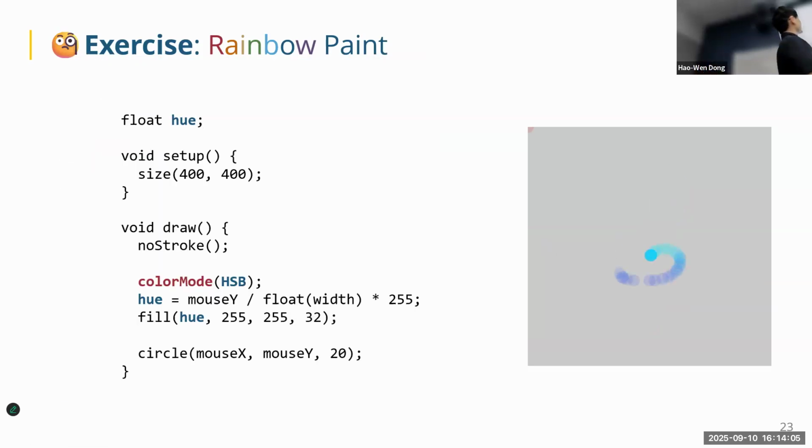Here I'm just doing it a different way: mouse X divided by width times 255. This is essentially what map is doing. So the map function can be very handy. Cool. And this is likely something you've done in homework 1, so we will just quickly go over it and jump to something interesting.